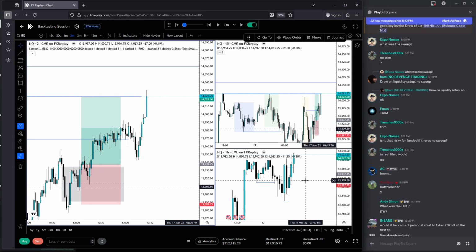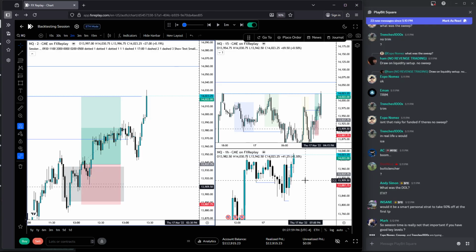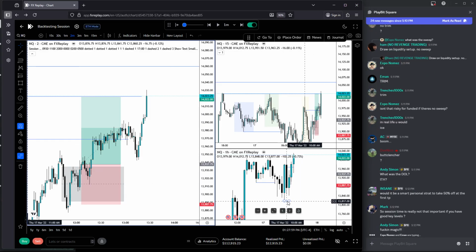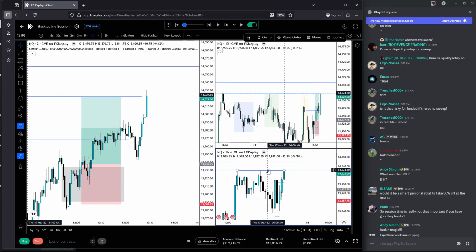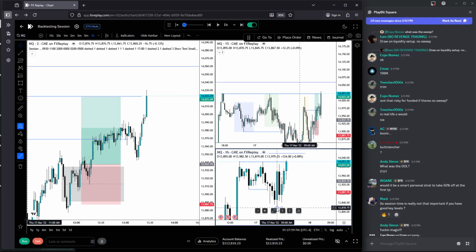Would it be a smart process to take 50% off first TP? Here's the thing. I would take 50% if I'm not confident in the drawn liquidity. I'm really confident here because you saw the low I was talking about does not get swept. It's protected now, especially with this momentum. It's protected until this high. It's no longer protected now.